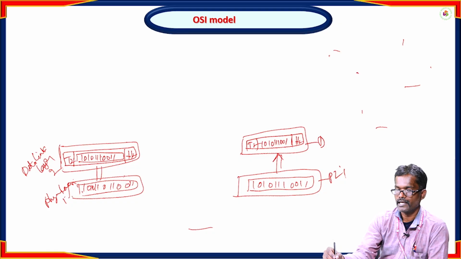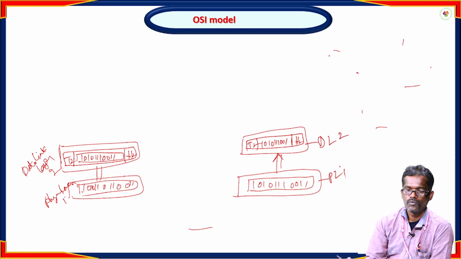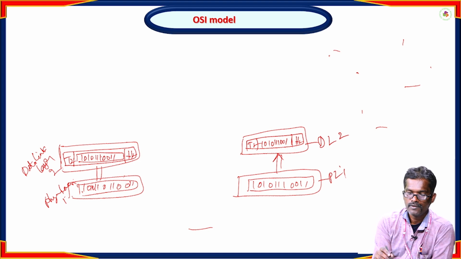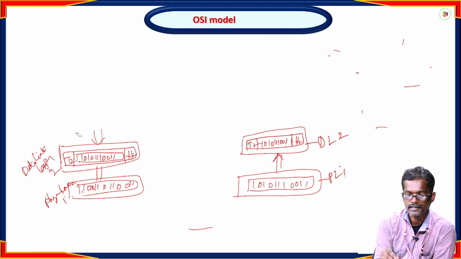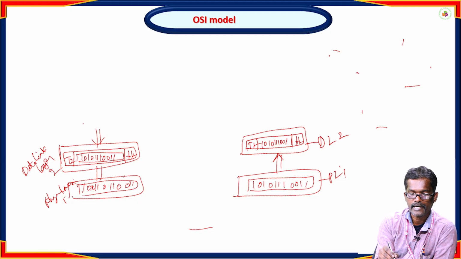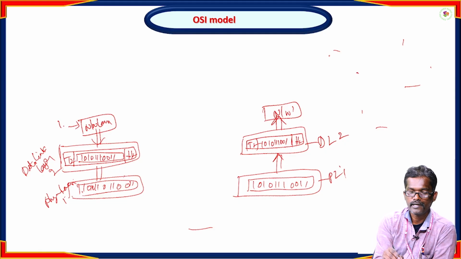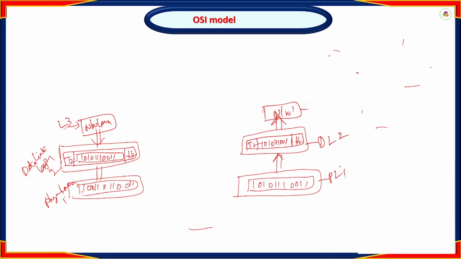This is the data link layer, layer 2. What will happen in this data link layer? What are the functions of this layer? From where is the data coming? From the above layer. The above layer is the network layer, layer 3, L3. Here it sends to the network layer. Here the same concepts.